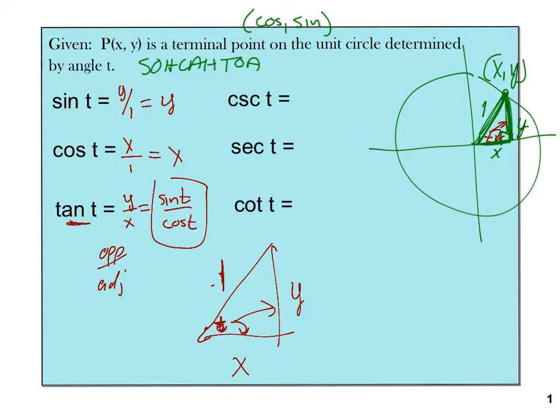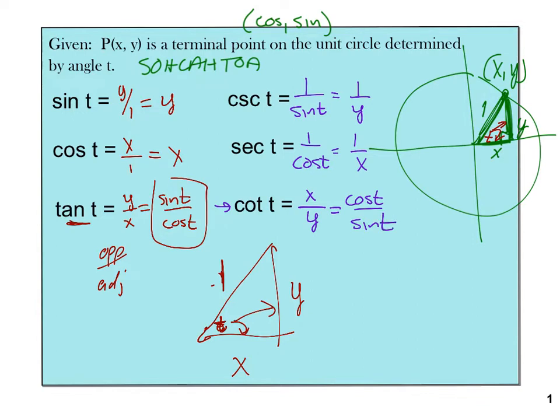So cosecant, remember, just flips it over. Cosecant is just sine flipped over, 1 over sine of t. So instead of y, this is just going to be 1 over y. Secant is going to be 1 over cosine, so that's 1 over x. All you're doing is flipping it over. Tangent and cotangent are going to be reciprocals of each other, so cotangent becomes x over y, which is another way of saying cosine of t over sine of t.